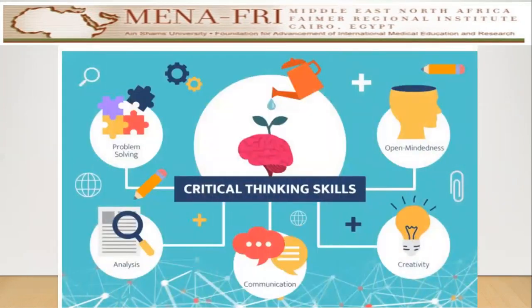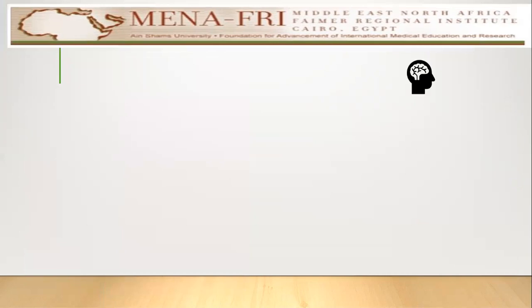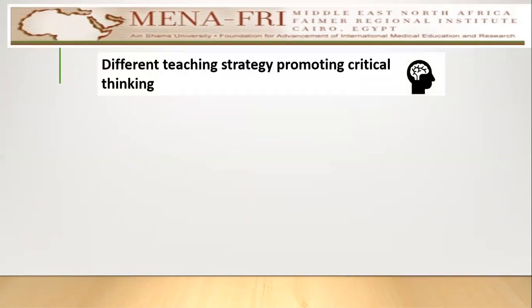What are the skills needed for critical thinking, or how can we be a critical thinker? At first, we have to have open-mindedness, to be creative, to communicate well with others and with the circumstances, to analyze all of them so we can reach problem solving. How can we promote our students to be critical thinkers, how can we update their skills and use their skills for critical thinking?